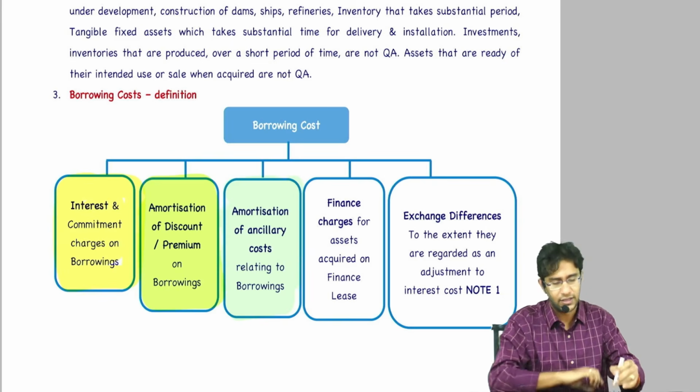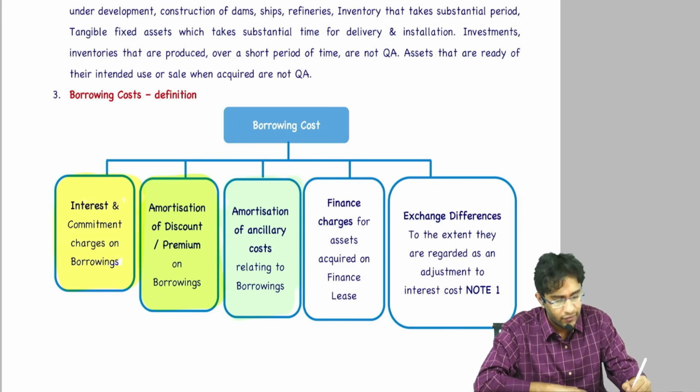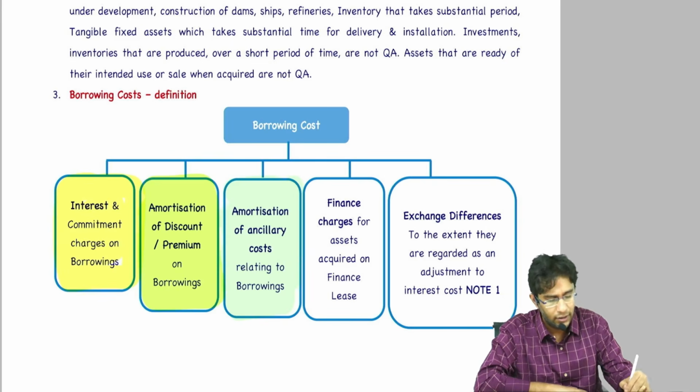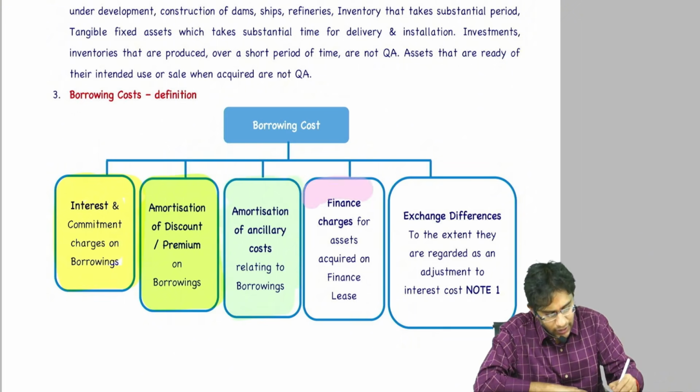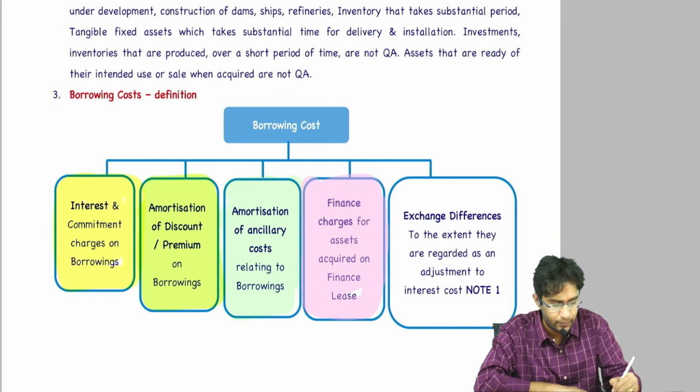Ancillary cost relating to borrowing. When we do the leases chapter later on, there is still time, I will take you through a case where you will get something called finance charges. That is also one type of borrowing cost, which you will understand when you understand the meaning of a finance lease. AS 19, we will study that leases chapter.